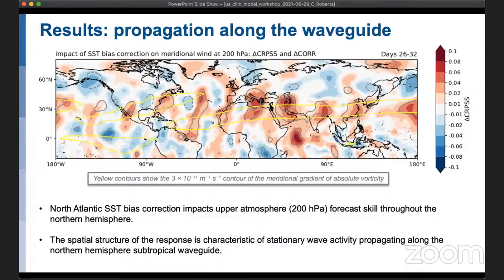And it's steered along this waveguide defined by the meridional gradients of absolute vorticity. We interpret this as evidence that this southward shift in the Gulf Stream is changing where and when we're having forcing from extratropical storms. So where and when we're getting this vertical motion, which is then forcing planetary waves which propagate in the upper troposphere.